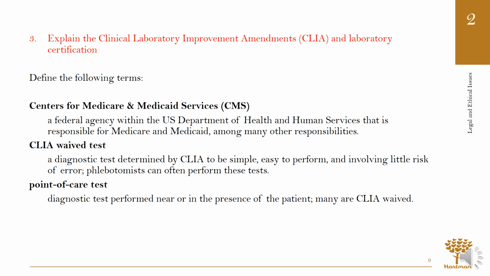The most basic level is a certificate of waiver for facilities offering simple, easy-to-perform tests that have little risk of error. Tests such as pregnancy tests or blood glucose tests may be performed quickly and accurately even by individuals who have limited medical training. CMS maintains a list of tests granted waived status under CLIA, and these tests are commonly known as CLIA waived tests. Phlebotomy technicians may perform these tests at some facilities.